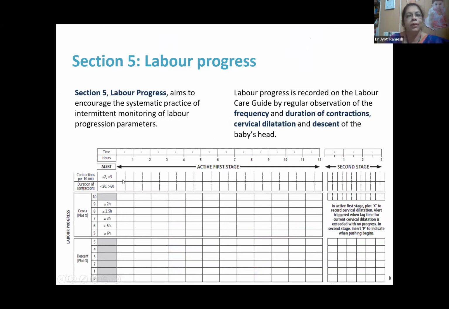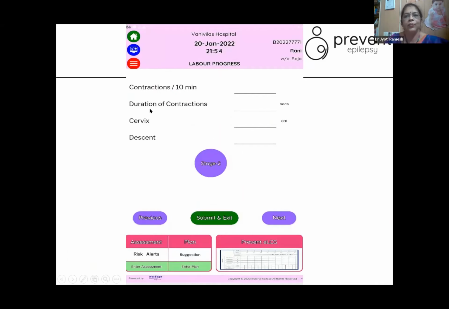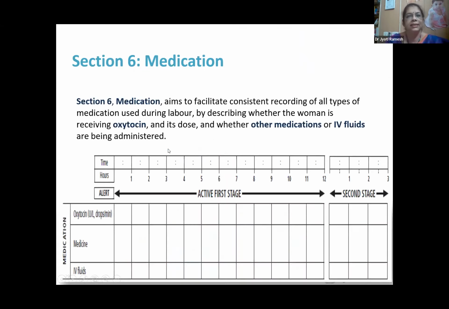Then is the labor progress: the dilatation, the duration of contractions. And again, we have alerts if the labor is prolonging, or the cervical dilatation is not at the expected value. So again, we can enter through this tab the contractions, duration, cervix, and descent.